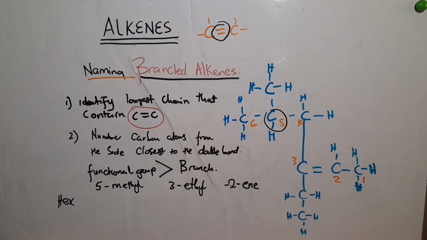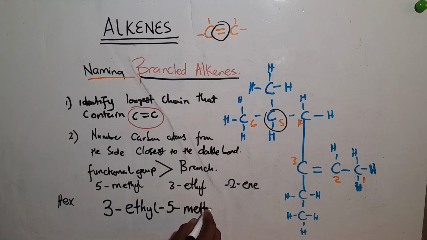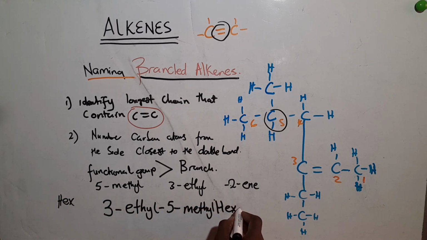Remember, we name the branches first, and we are still following the rules we used on alkanes. So obviously E comes before M, so we start with 3-ethyl, then hyphen 5-methyl, and the parent name hex. On carbon number 2, we have a double bond, which is represented by ene. So that's the name of this compound. The name of this molecule is 3-ethyl-5-methylhex-2-ene.